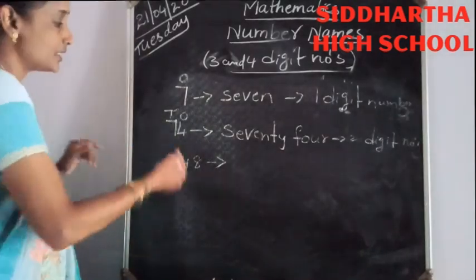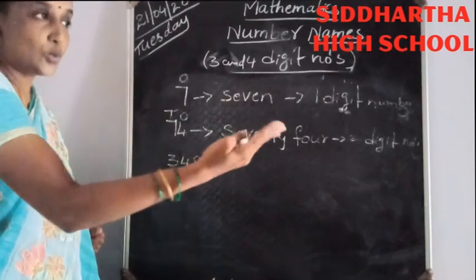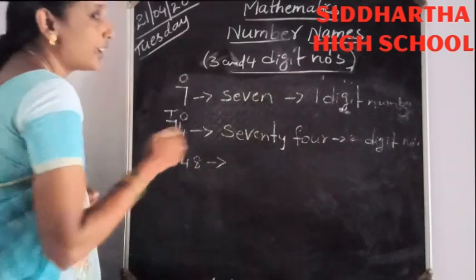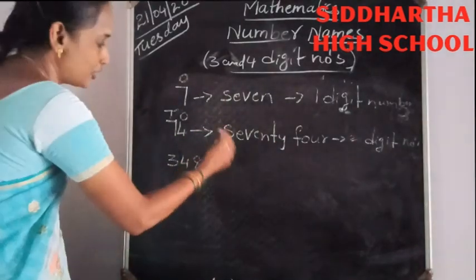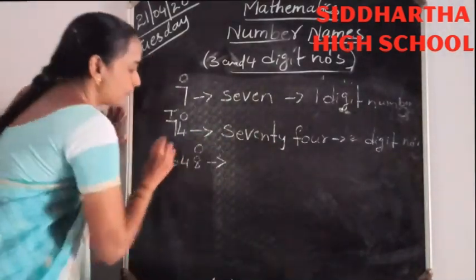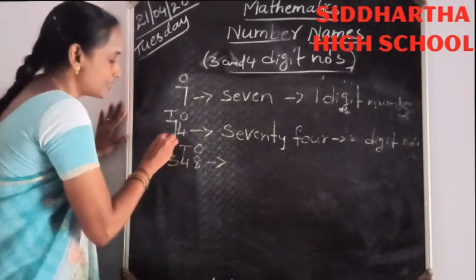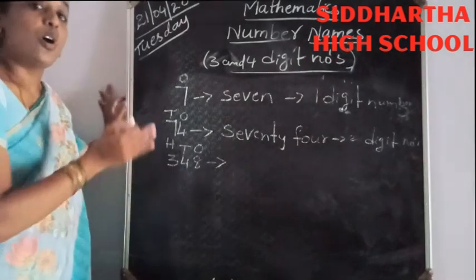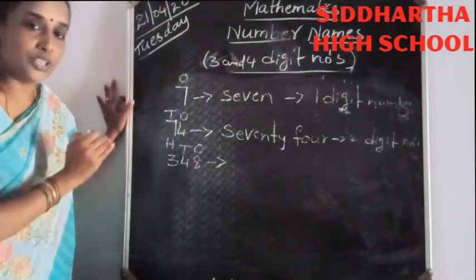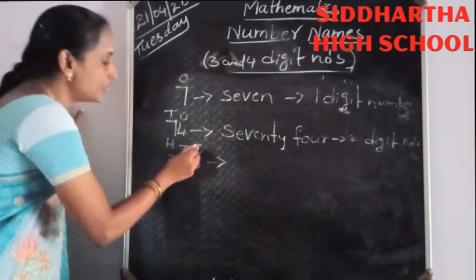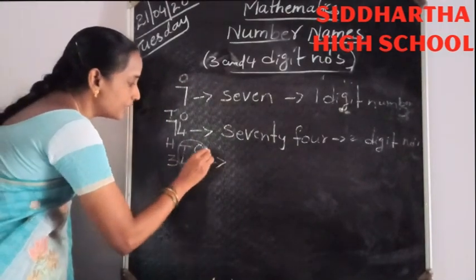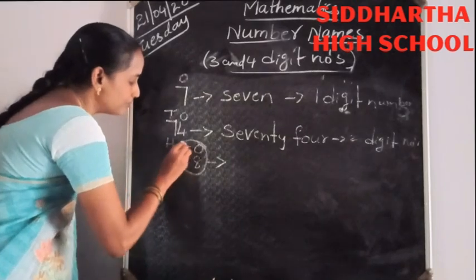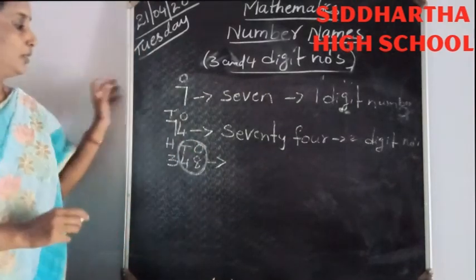You can write the places from right side to left side. Where is your right hand? This is your right hand. That's why you should write ones place, tens place and hundreds place. Okay children. Now how to read this number? Don't read this one separately, always read it combinedly.